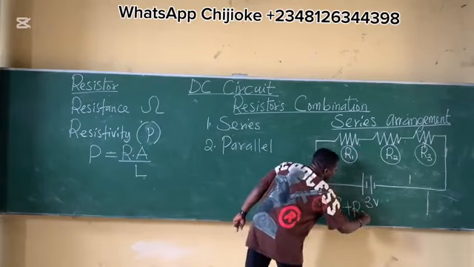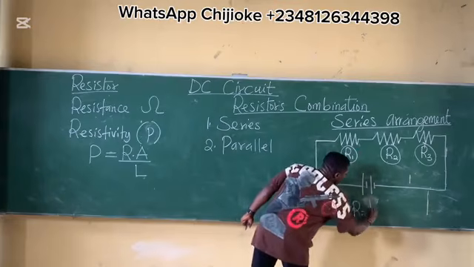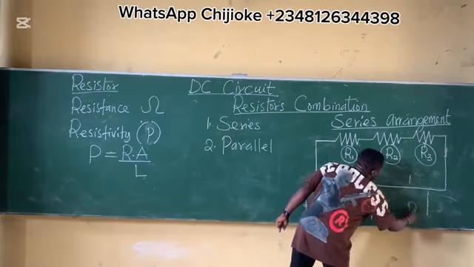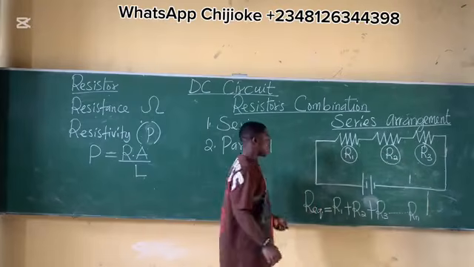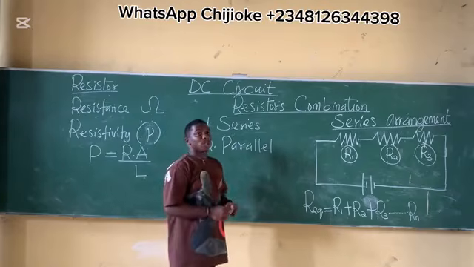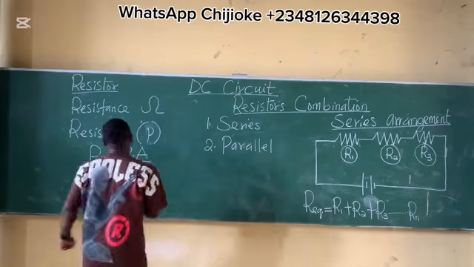R1 plus R2 plus R3, if you have more, up to Rn. This is the formula used to calculate the equivalent resistance of resistors in series. Now let's look at resistors in parallel.